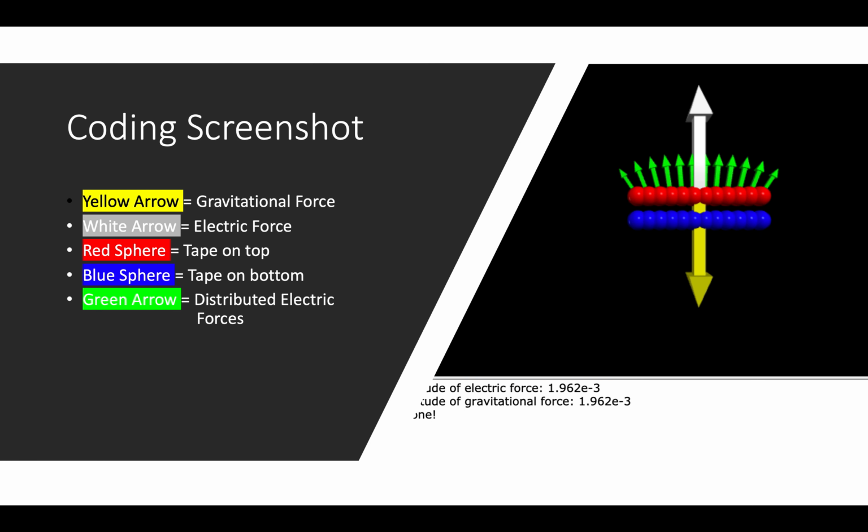So this is the screenshot of the result. The yellow arrow is representing the gravitational force. The white arrow is representing the electric force. Red sphere is the tape on top, and the tape on the bottom is represented as a blue sphere, and the green arrows are the distributed electric forces.